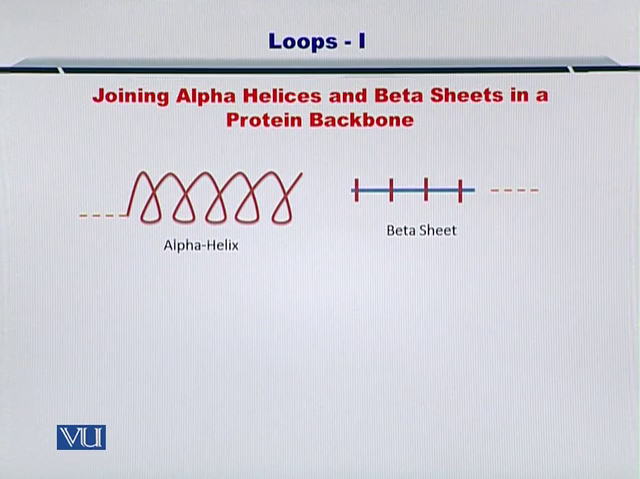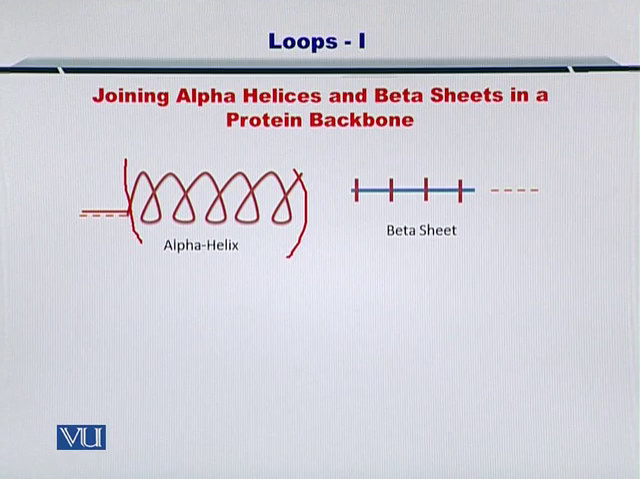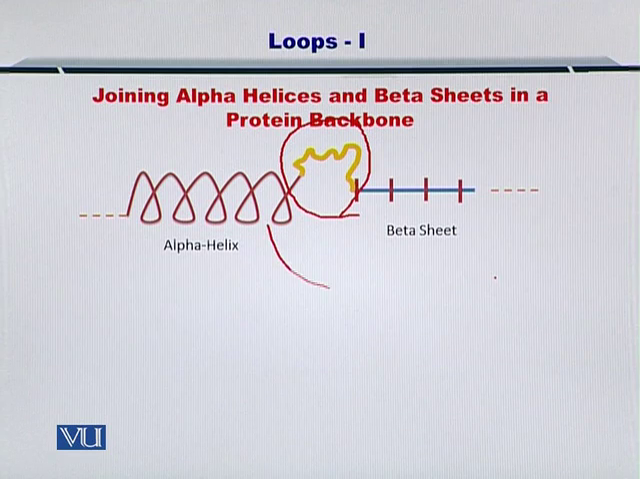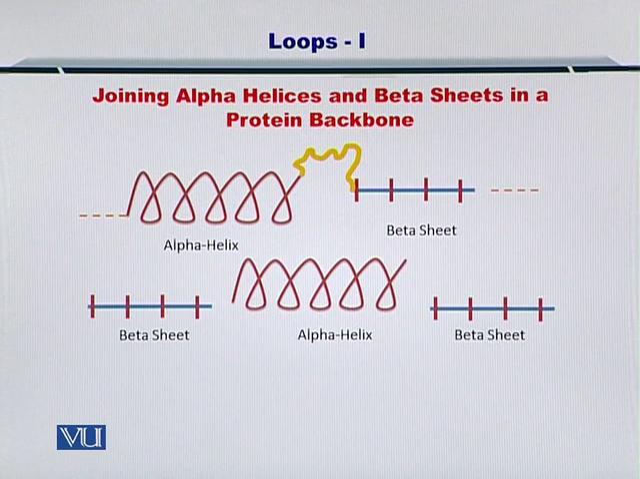Let's see. So if you have an alpha helix that is there along the backbone of the protein and a beta sheet as shown here, then a loop can essentially be formed like that and connect these two. Therefore, you can have a loop connecting an alpha helix and a beta sheet. Moreover, such an exercise can be repeated and you can have multiple loops connecting multiple alpha helices and beta sheets along the backbone of the protein.